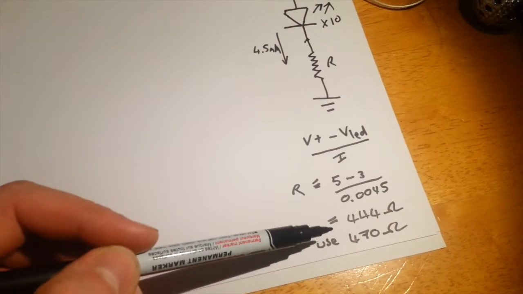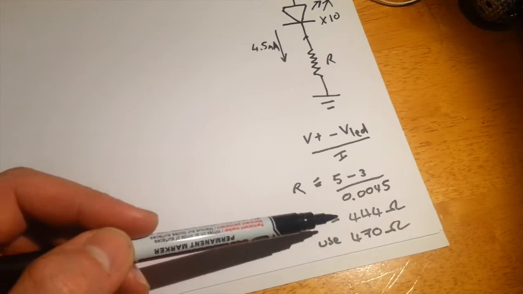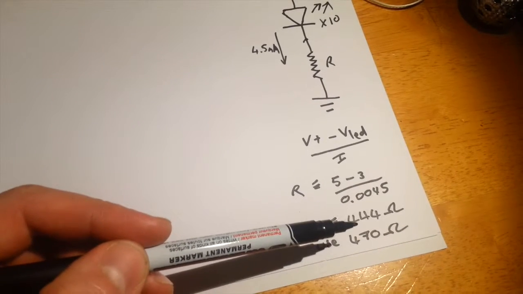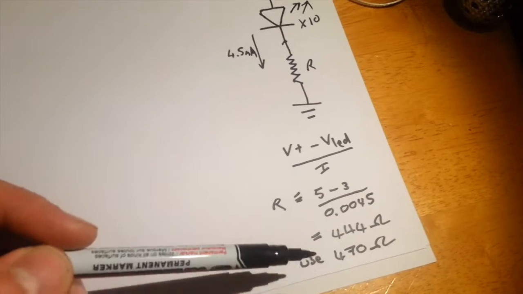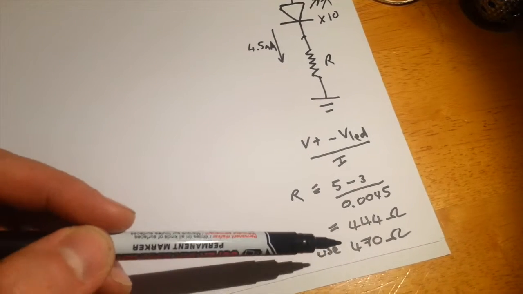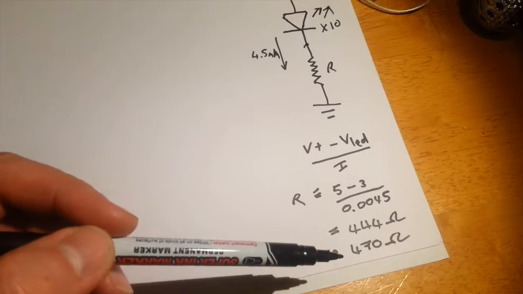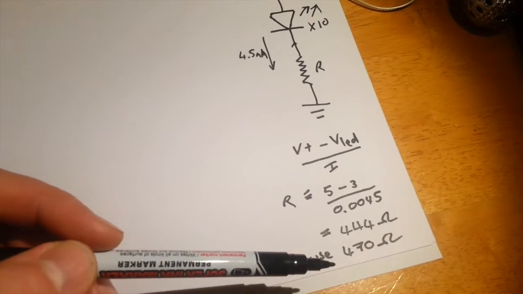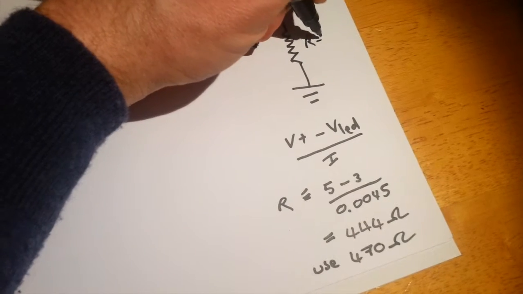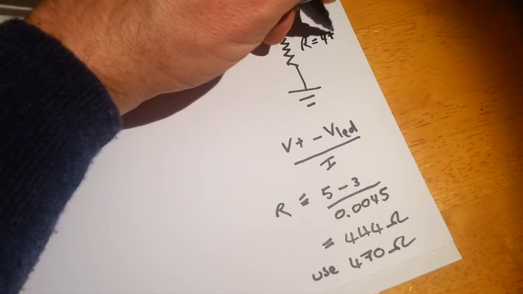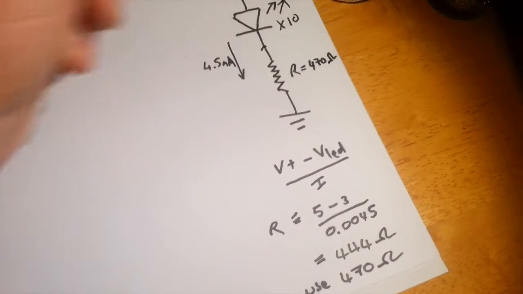And if we do that calculation, just basic Ohm's law here, we get 444 ohms would be the ideal resistor size. But of course resistors only come in standard sizes, and the one I had most ready to hand was a 470 ohm resistor. So that's what I'm using for R here, 470 ohms.